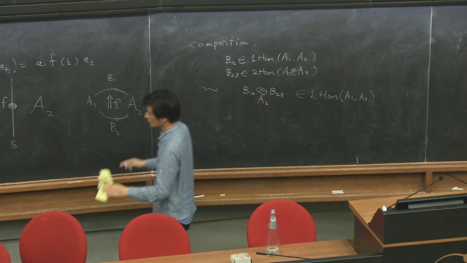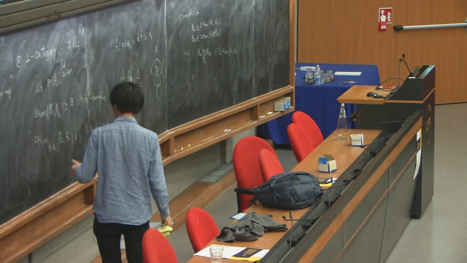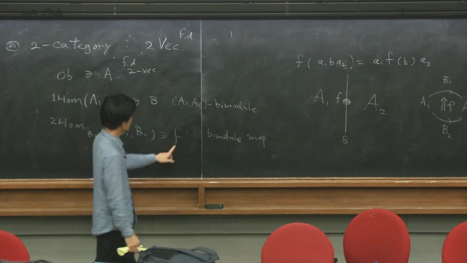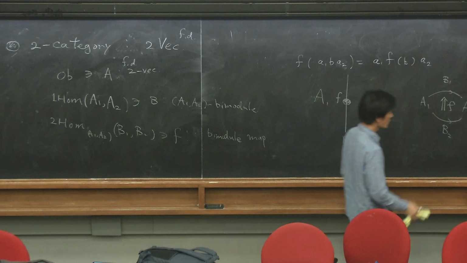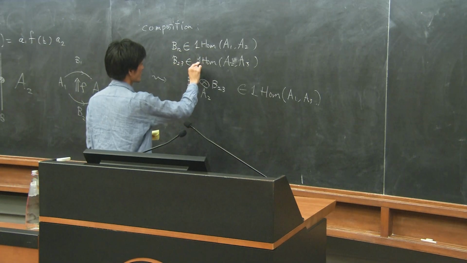But for two morphisms, the so-called vertical composition is straightforward. It's just that this is a bimodule map, and you can compose as linear maps. And the B23, is that a one morphism? Oh, sorry, this is one morphism. Thanks.